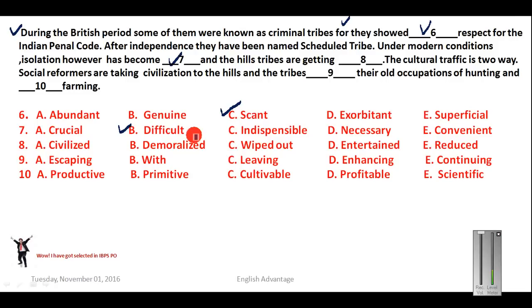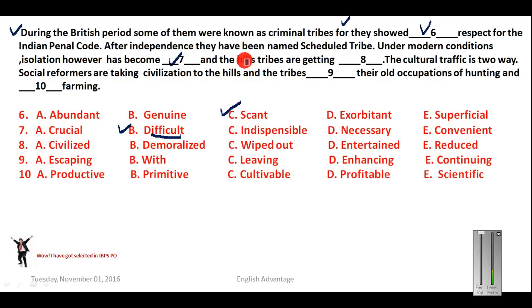Okay, and crucial means very vital, indispensable means necessary and convenient. So I cannot say isolation is crucial or isolation is indispensable, so they will not make a good choice here. Your correct answer here will be difficult, because nowadays considering that industrialization is going on, population is expanding, isolation has become quite difficult, and it's quite true. And the hills tribes are getting, when one community gets into the touch of another community, they are impacted by the cultures or the customs of that society.